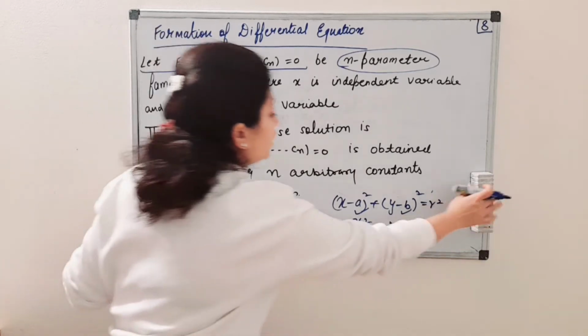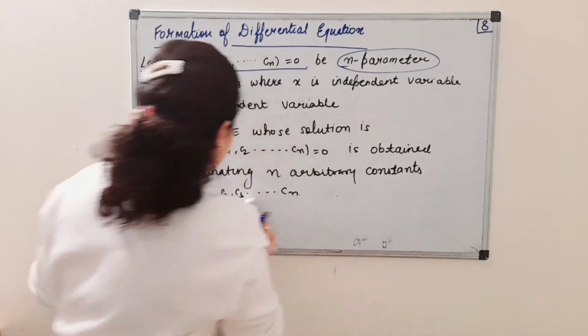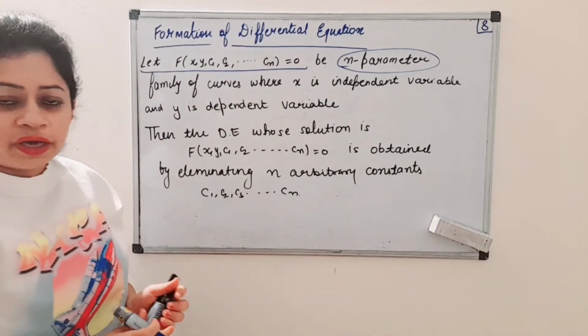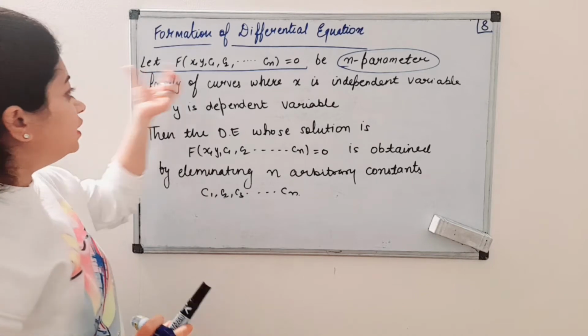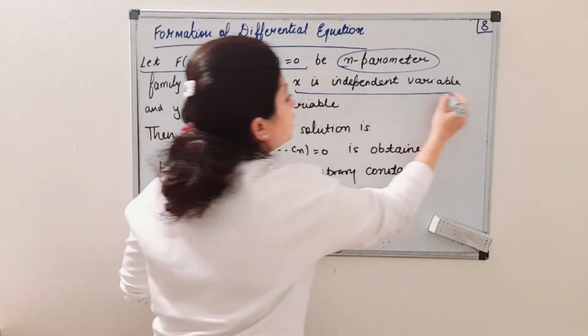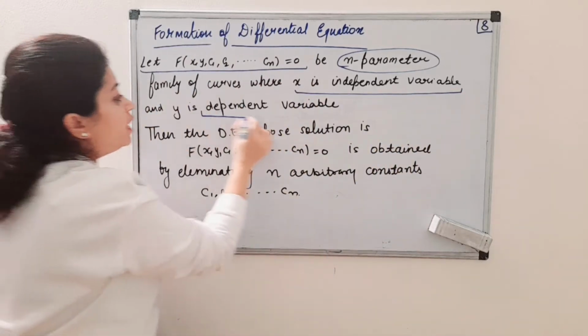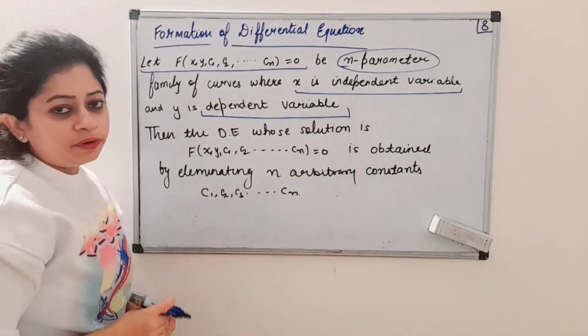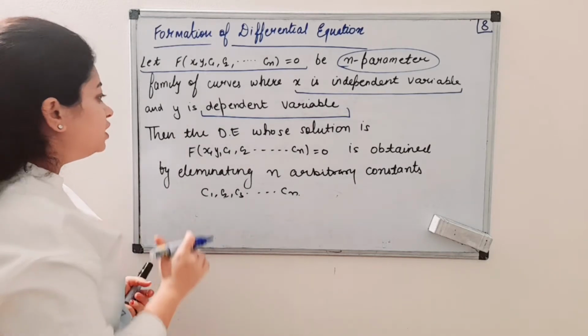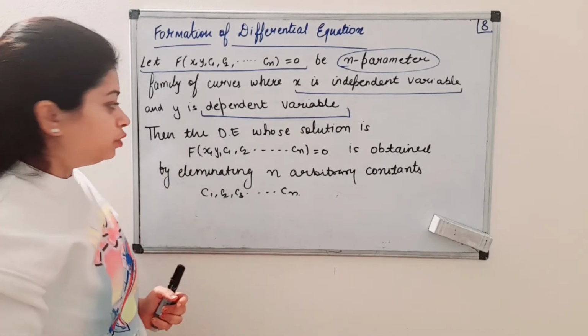But here we are discussing n parameter families of curves. In general we are taking this to be an n parameter family of curves where x is the independent variable and y is the dependent variable. We consider this. I have explained this in detail in the first lecture. You can watch that video if you want to.